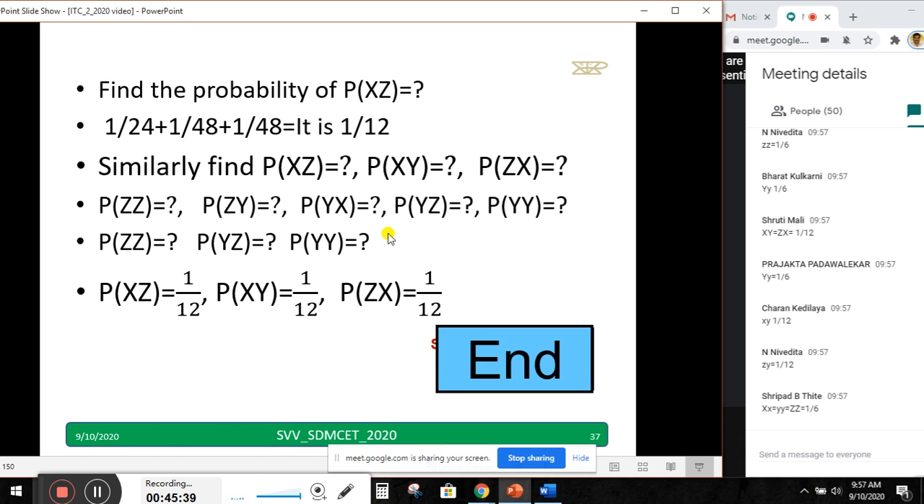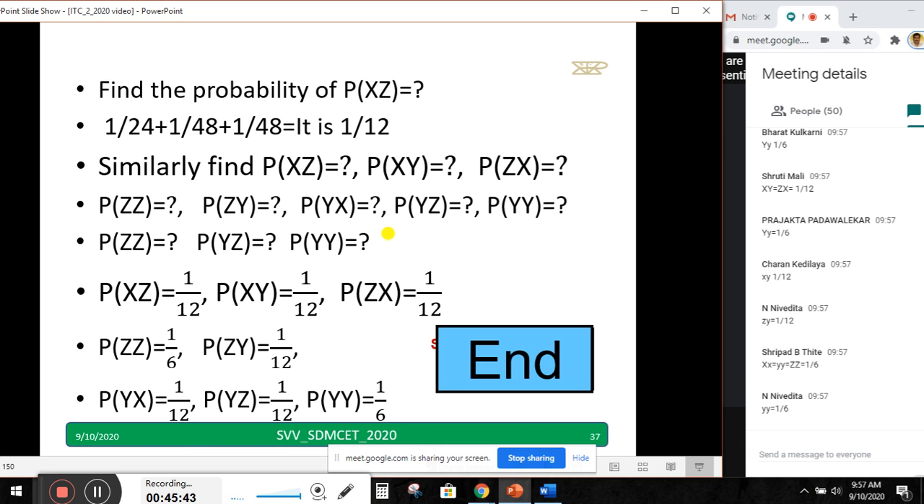And these are the answers, you can just cross verify what you got. Is it the same or not? Just cross verify your answers. So this is the way you are supposed to find out the probabilities and how to write the tree diagram we have discussed so far.